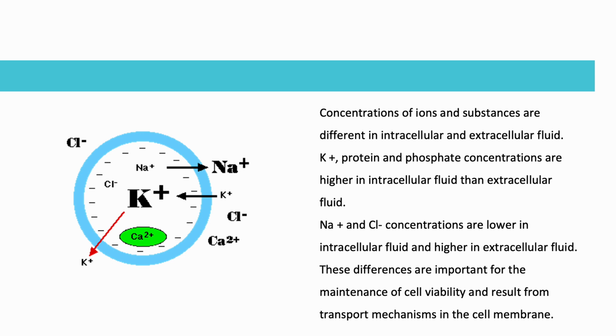So what are we looking at over here? The fluid inside and outside of our cells have different concentrations of certain substances. Potassium, protein, and phosphate concentrations are higher inside the cell, while sodium and chloride concentrations are higher outside the cell. Okay? So it's important for keeping the cell alive and healthy, and it happens because the cell membrane has a special mechanism for moving these substances in and out of the cell. Right? So again, key things to take away: potassium high inside the cell, sodium and chloride higher outside the cell than inside.